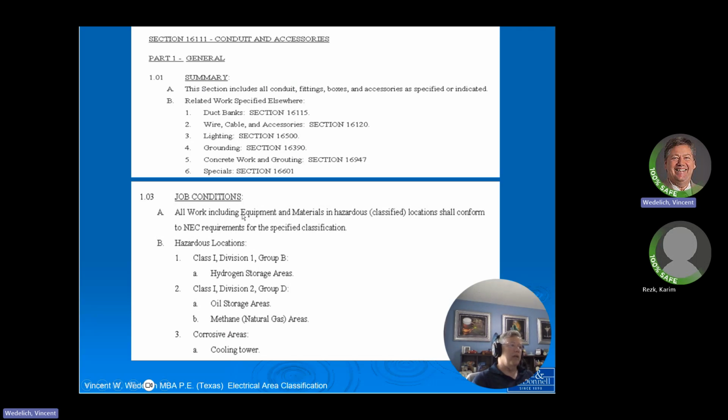And it'll say all work, including equipment and materials in hazardous classified locations, shall conform with NEC. And hazardous locations are Class 1, Div 1, Group B, hydrogen. It's a hydrogen storage area. Class 1, Div 2, Group D. This is just examples. This might be something that you actually see. And then when you have Class 1, Div 2, Group D, they might have an oil storage area or methane natural gas areas. And then here's their hydrogen storage area. So this is just an example of that specification.